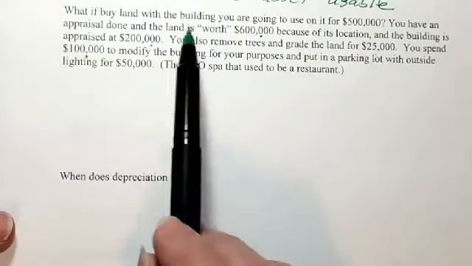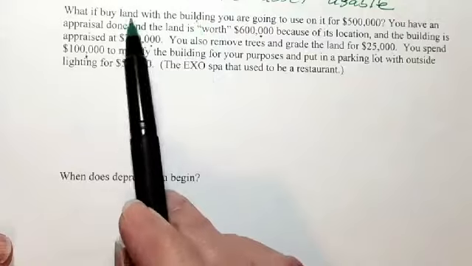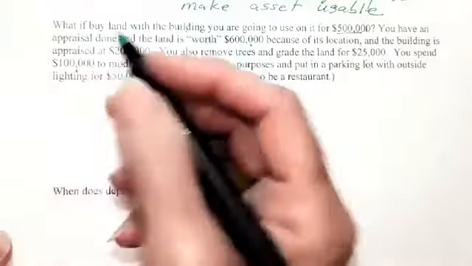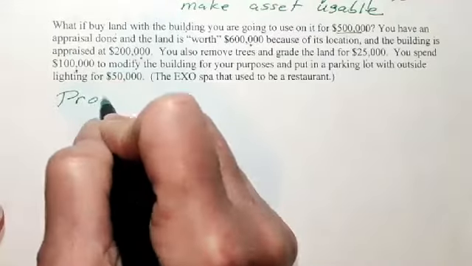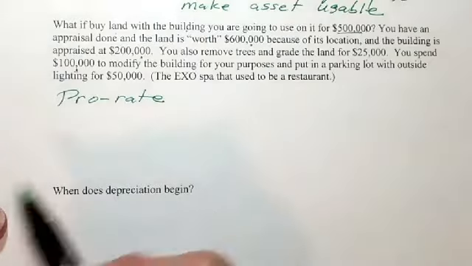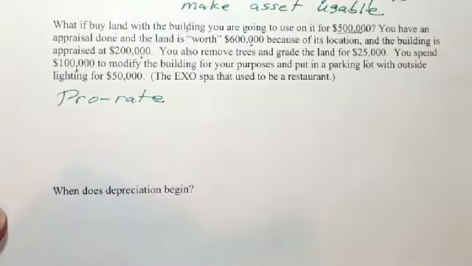So what do we do? The first thing we have to do is split out the building and the land. We bought it all for one low price. I'm going to do something called prorating. That just means take the percentage of the value of each one and divide that $500,000 based on that percentage. And this is something we'll do off and on through this course. And once you get to the managerial, you do it a lot.